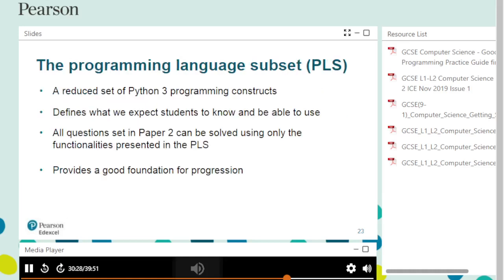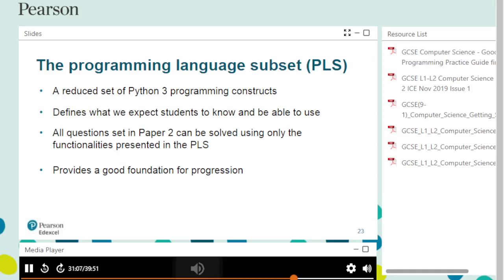Python is an object-oriented language. You can create classes, objects with attributes and methods, all of which is way beyond what we expect students in Key Stage 4 to do, which is one of the reasons why we felt it necessary to specify a subset of the language, the PLS, which students are required to learn in order to access the assessment. The PLS is a reduced set of Python 3 programming constructs. The constructs contained in it are found in most high-level programming languages and form a good foundation for progression.